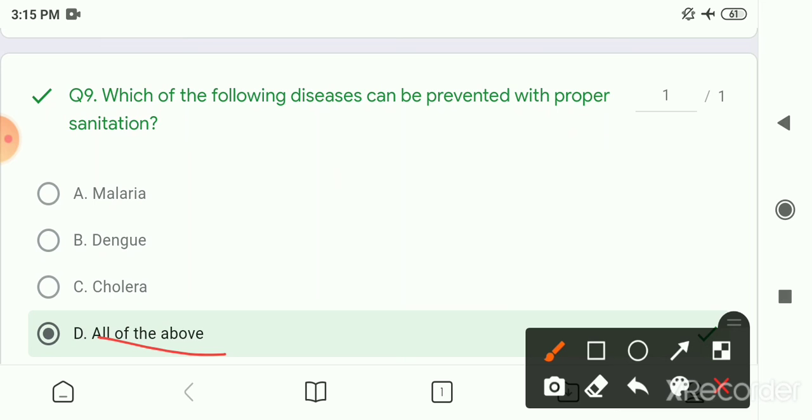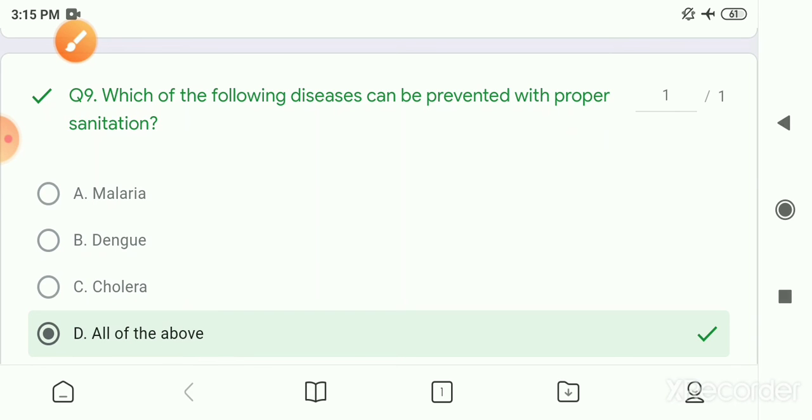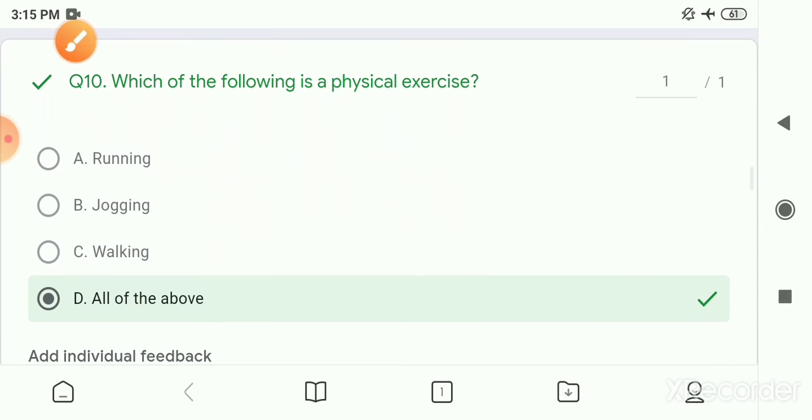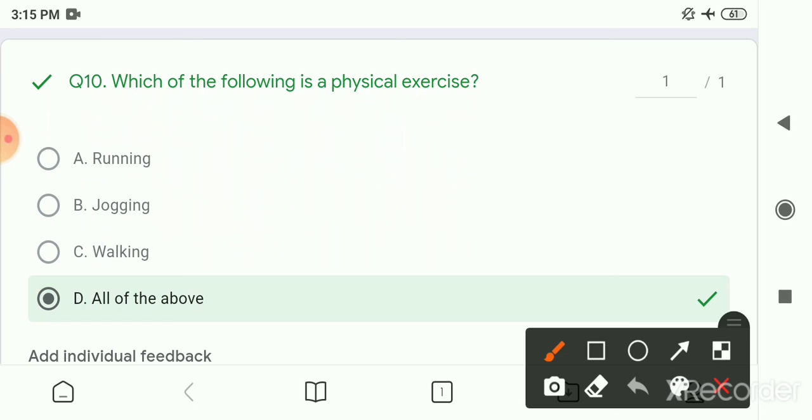Proper sanitation can prevent all diseases. So here your answer is option D. Next, 10th number, which of the following is a physical exercise? The options are running, jogging, walking and option D is all of the above. So here your answer is option D, that is all of the above. That is running, jogging and walking. All these are examples of physical exercise.